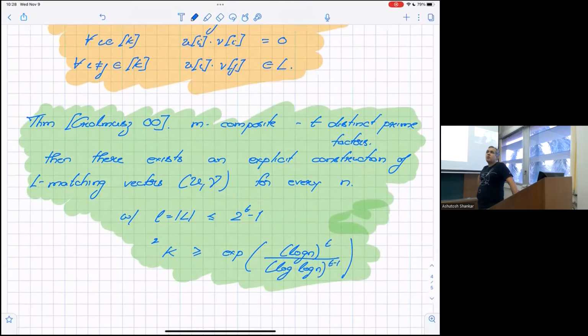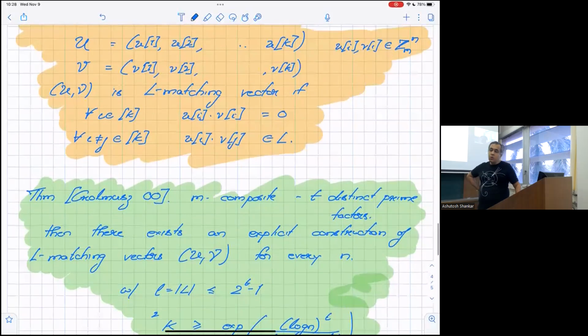No. How can you take L to be? Because you want matched guys to have the dot product to be 0. If n is 1, ui dot vi is just multiplication in the ring. Not necessarily, it's a composite ring, so you have options over there. Yeah, m is composite.